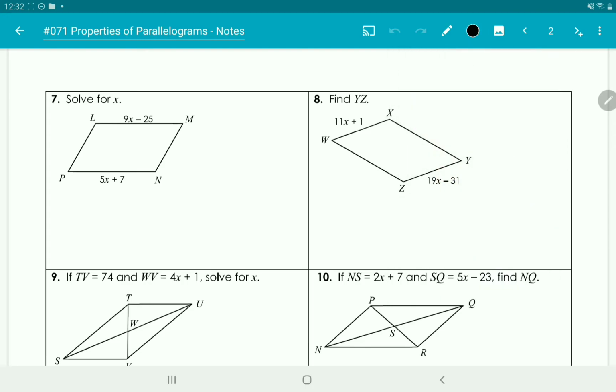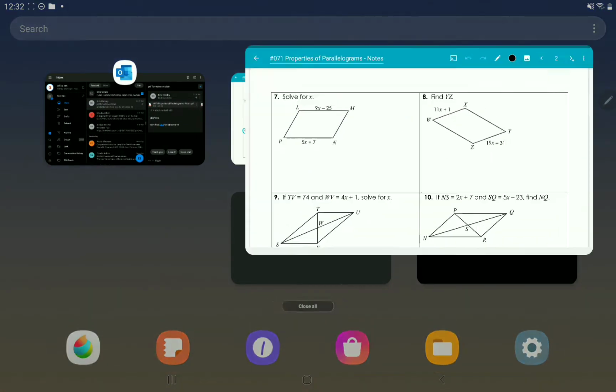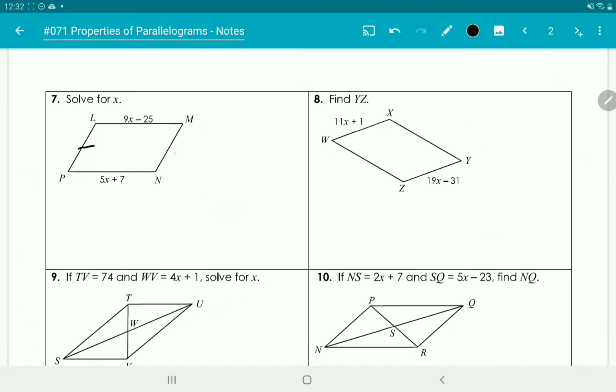So we're solving for x. We have to remember, I am so sorry about that, you guys, for real. Okay, so these ones are the same and these ones are the same. Since they're the same, you can set an equal sign between them. So we have 9x minus 25 equals 5x plus 7.